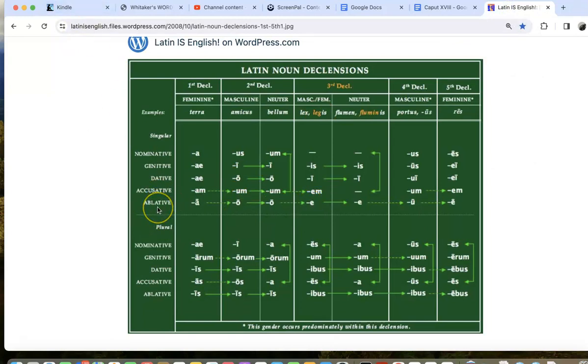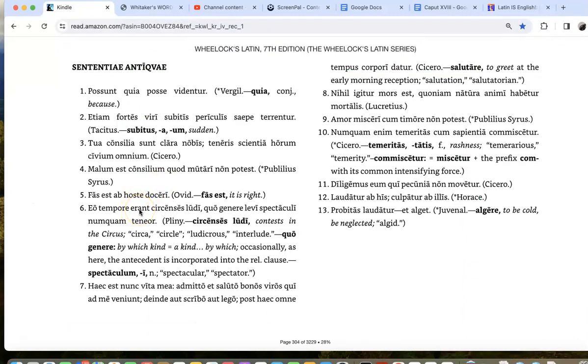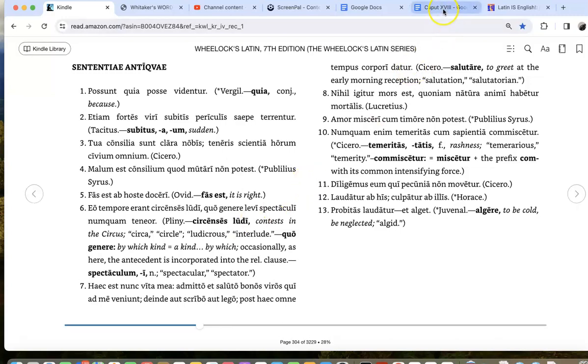Ablative, as we mentioned in the first video lesson, going back to Latin 101, is probably the trickiest case in Latin. Erant means were. So eram, eras, erat, eramus, eratis, erant. And then circenses ludi, they give us that contest in the circus. So if it's in italics, that's our translation. Literally circus games. So at that time, there were contests in the circus.